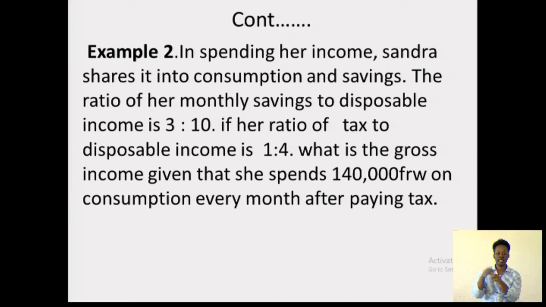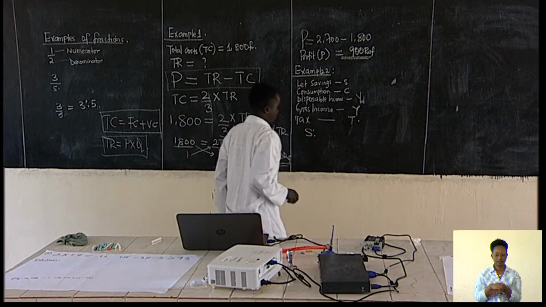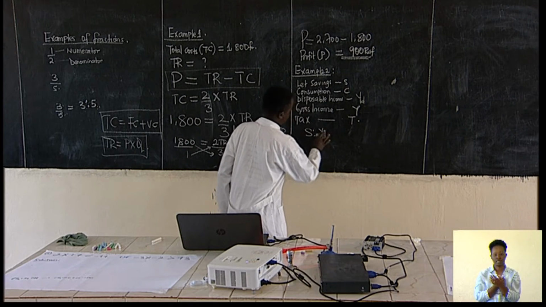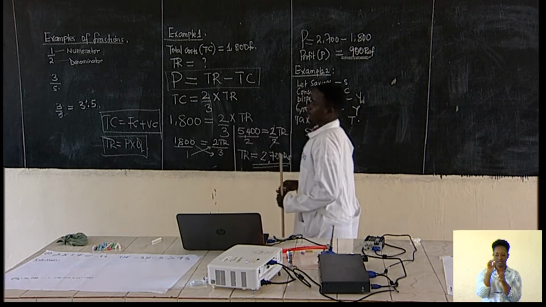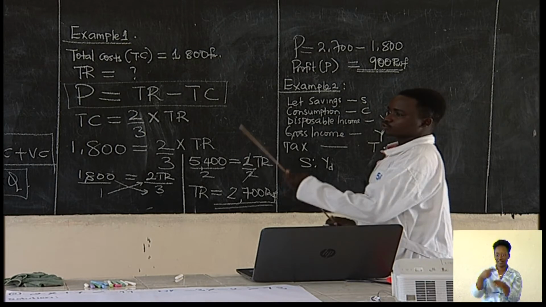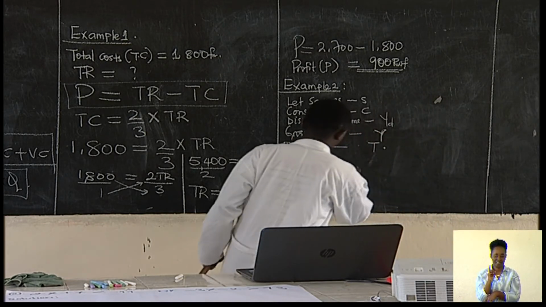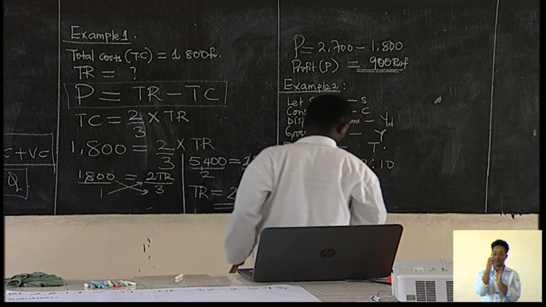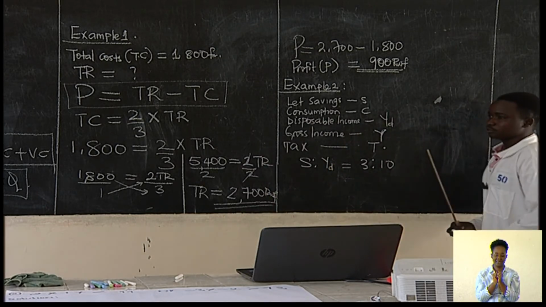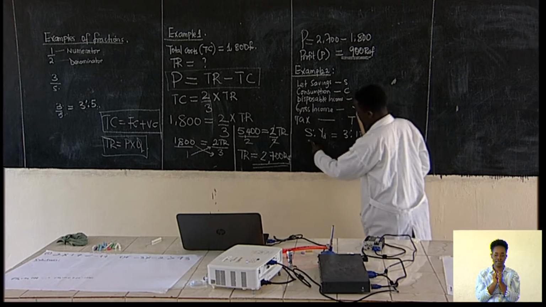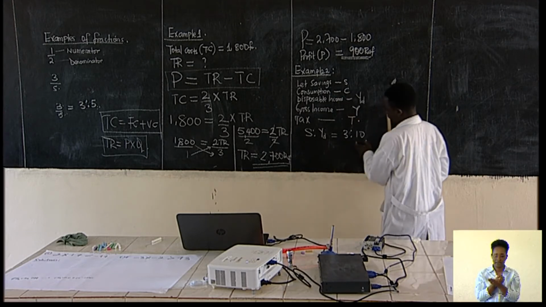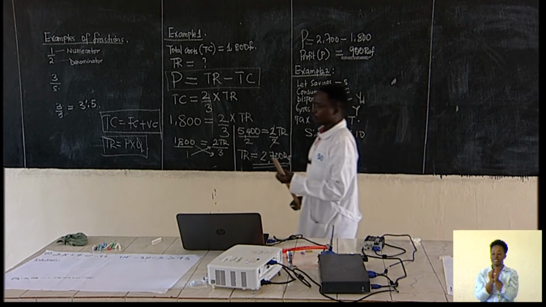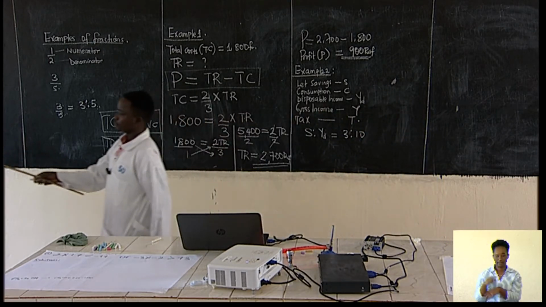So the ratio of her monthly savings to disposable income, YD. Savings to disposable income, they are saying the ratio is 3 to 10. So you have to indicate it in this way, meaning that this 3 represents savings, then this 10 represents the disposable income. Then you also continue and we extract another piece of information.